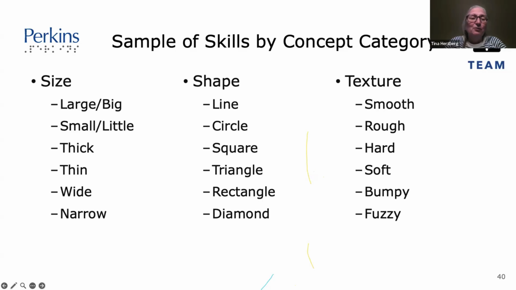Okay, one more. Sample of skills by concept category. So just think about how many concepts our students really need to become familiar with related to size, shape, and texture. Whether it's big, little, small, thick, thin, wide, narrow, and that's just for size. Same thing for shapes, whether it's a line, circle, square, triangle, rectangle, diagonal, or diamond. And then texture, how does it feel? Is it smooth, rough, hard, soft, bumpy, or fuzzy?